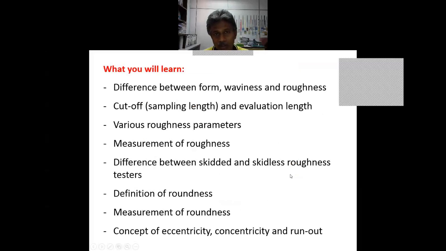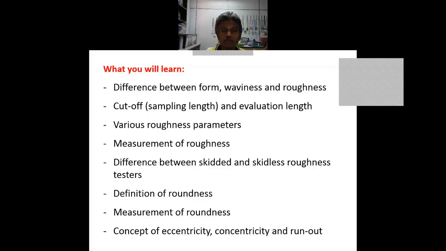So this is a summary of overall what you're going to learn within this topic. You will learn about the difference between form, waviness, and roughness. Then you will learn the definition of sampling length. What's the meaning of sampling length or cutoff? Cutoff and sampling length mean the same thing. And then how is it different from evaluation length? You will learn about that as well.